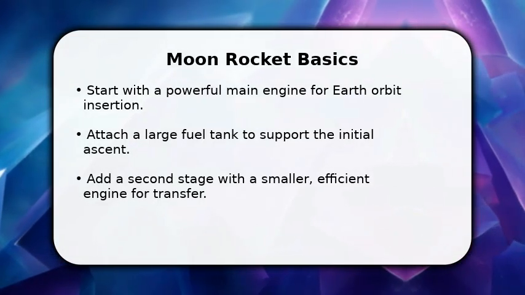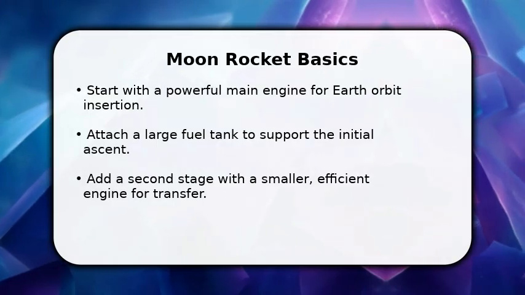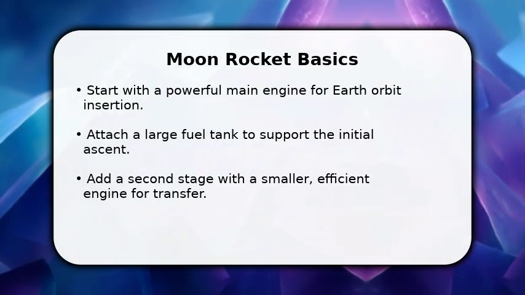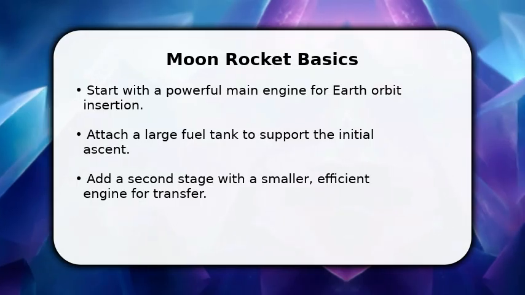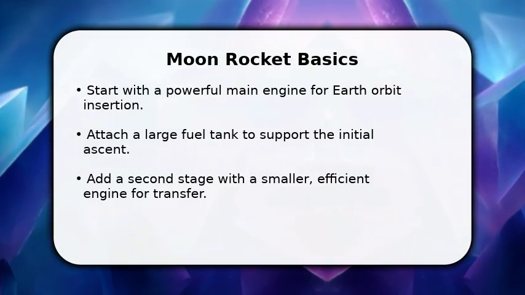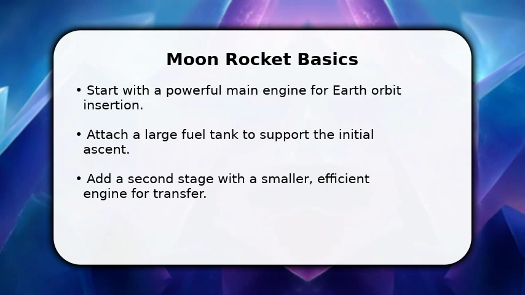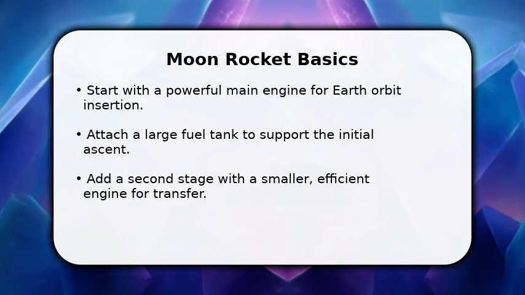Next, add a second stage featuring a smaller, more efficient engine, like the Valiant, for the crucial transfer burn to the moon. Finally, integrate your lander module, complete with sturdy landing legs and a small, precise engine for a soft lunar touchdown.